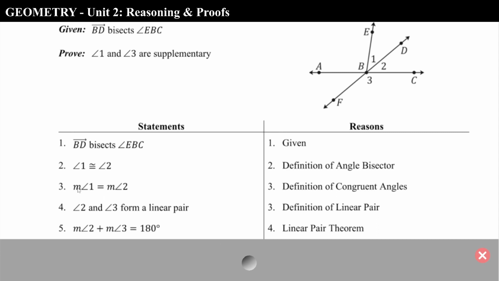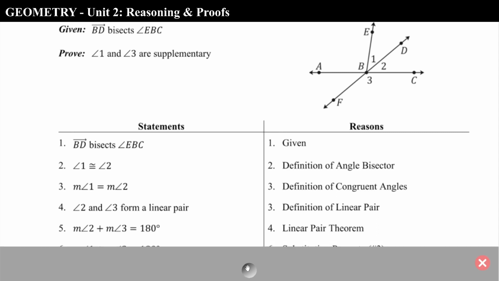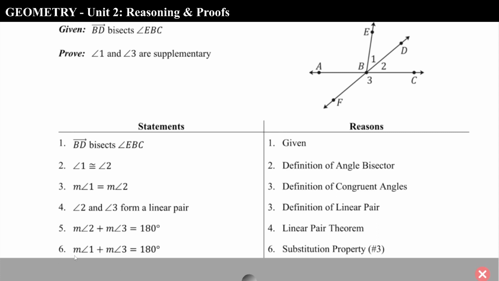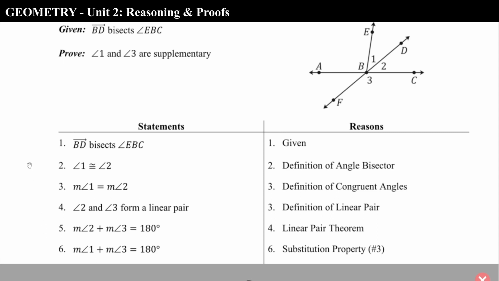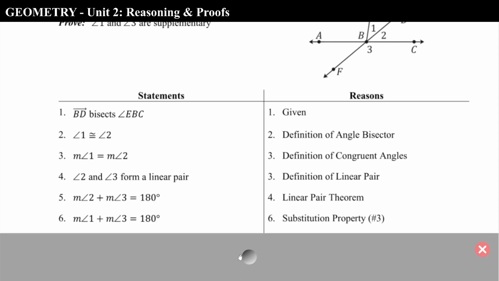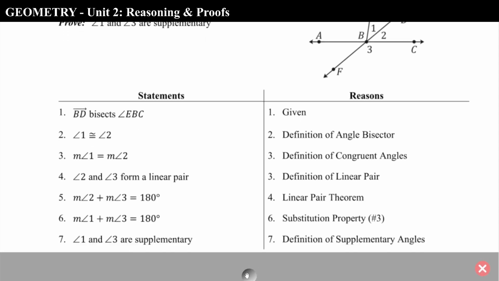Now we can take information we have from 3 and substitute it into 5. So we're going to substitute angle 1 in for angle 2. So now we know that the measure of angle 1 plus measure of angle 3 is 180 degrees, and we did that from the substitution property, and we pulled that from number 3. And then finally, if measure of angle 1 plus measure of angle 3 is 180 degrees, they are supplementary, which is what we set out to prove.